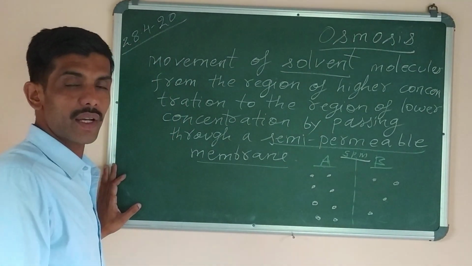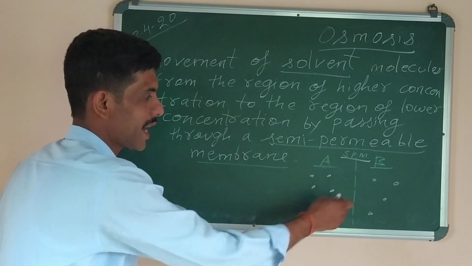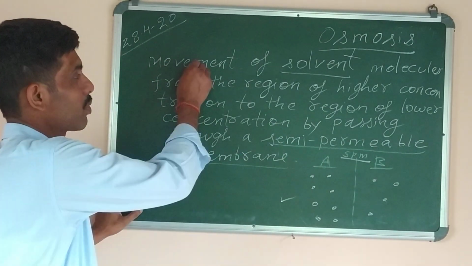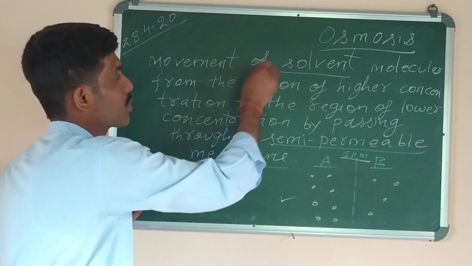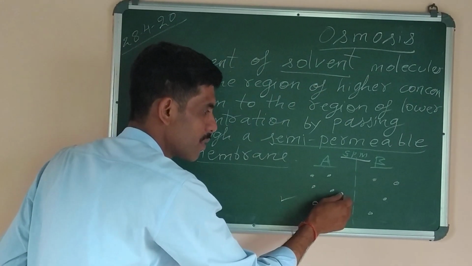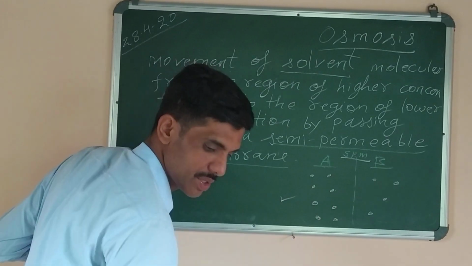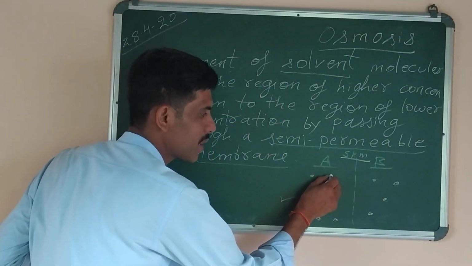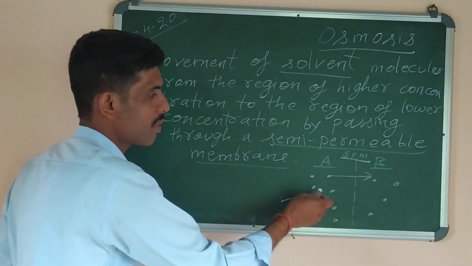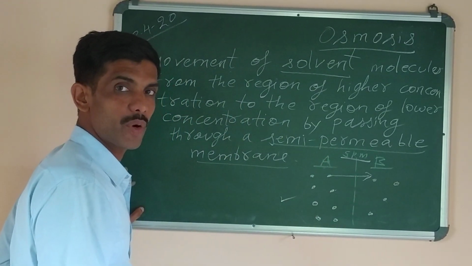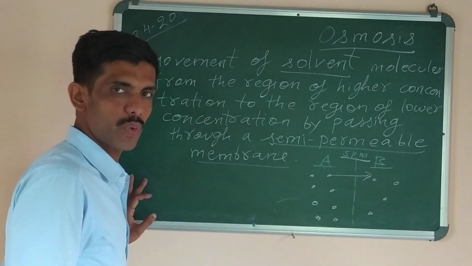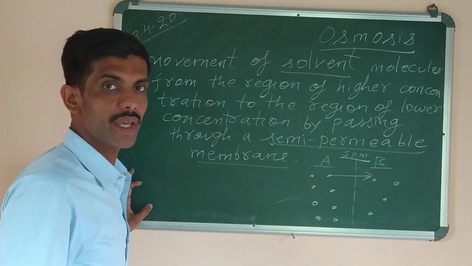Now where is the concentration more? Side A or side B? Of course, side A has more concentration of solvent molecules. So what does the definition say? Osmosis is the movement of solvent molecules, that is water molecules, from higher to lower concentration. It means these water molecules will move into the other side. Now till how long will it move? Till the number of molecules on either side is equal. That is, till the equilibrium is established.